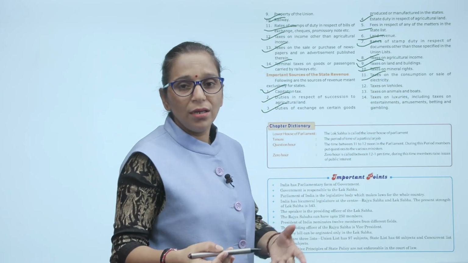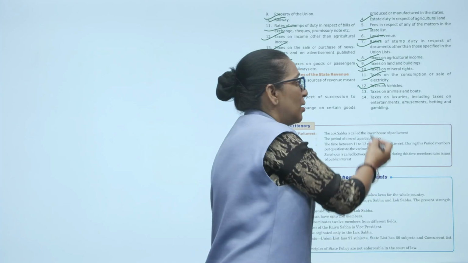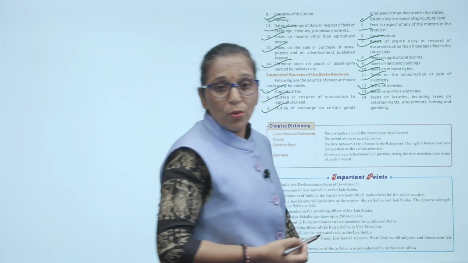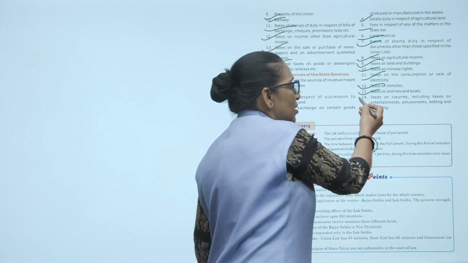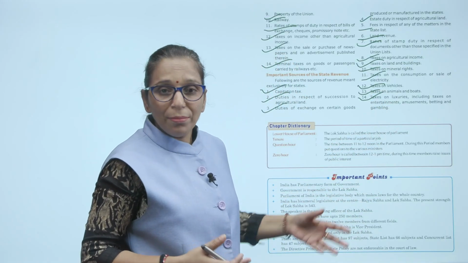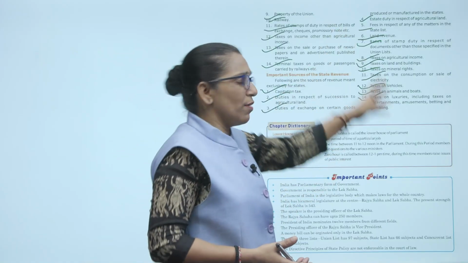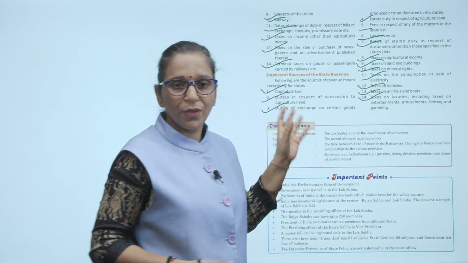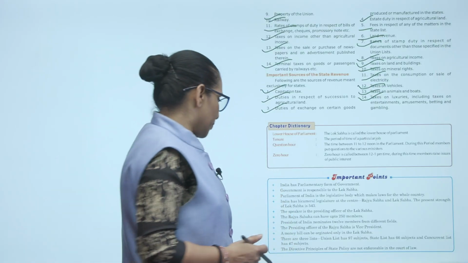Electricity is paid for, right? That is also the income of the state government. Taxes on vehicles, taxes on animals and boats, that is also a source of revenue. Taxes on luxuries including entertainment, amusement, betting, gambling, etc. The movies we watch, that is also a source of revenue for the state government. So that's the end. Let's discuss the important points of the chapter.